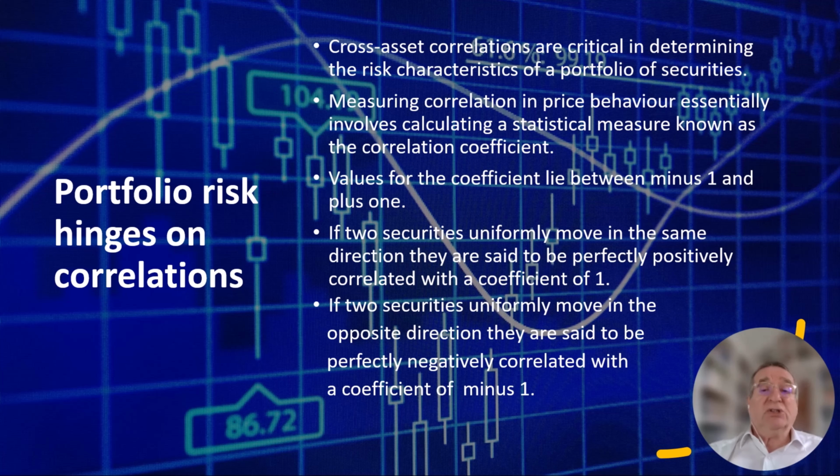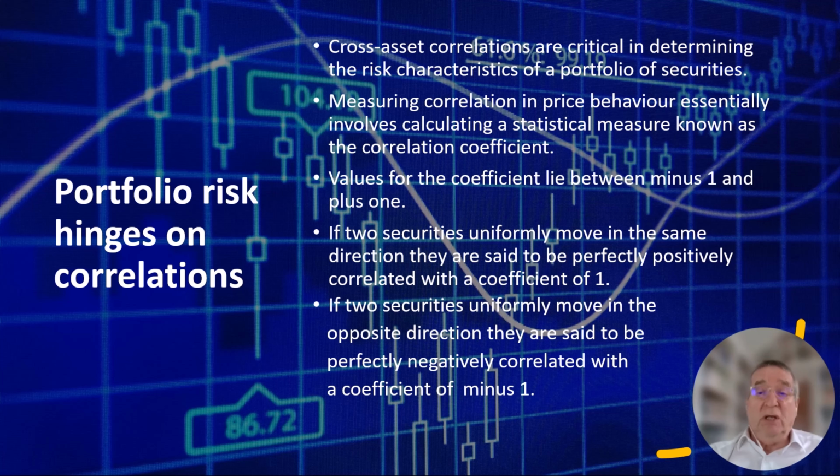Now, cross-asset correlation, what I mean by that is the degree to which the price behavior of the securities that are going to be included is similar or dissimilar, sometimes known as the degree of co-movement between these different securities. When we look at the correlation structure of the different securities, it gives us an insight into the risk characteristics of that portfolio.